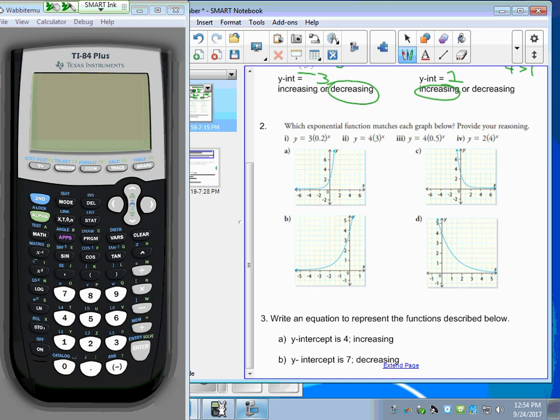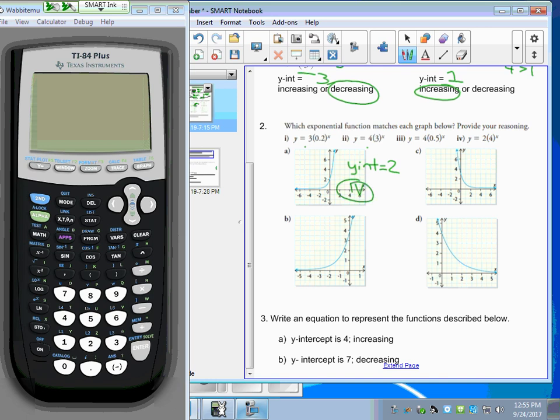So first off, let's look at the y-intercept. For number 1, it's 3. For number 2, it's 4. For number 3, it's 4. And for number 4, it's 2. So let's look at our graphs. Here we have a y-intercept of 2. The only one that has a y-intercept of 2 is 4. So right away, we're done with that one.